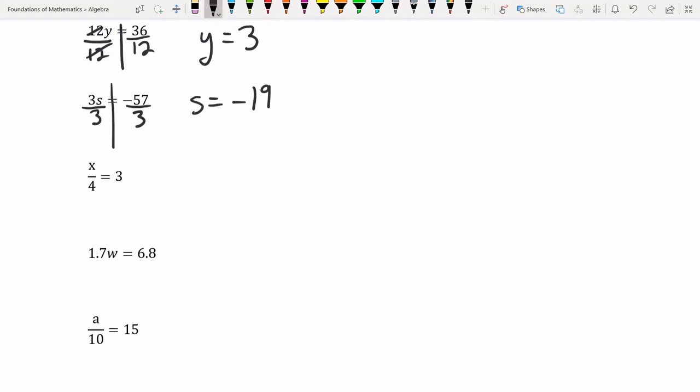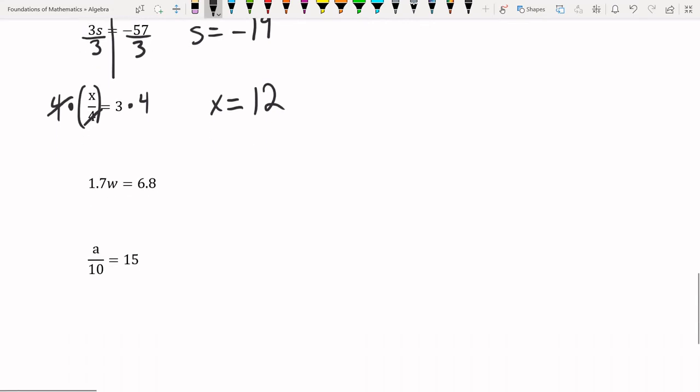In this case, you see that it's used as a division. x divided by 4 equals 3. The inverse of division is multiplication. So you need to multiply by 4 to both sides. That's what cancels with the denominator. So now we have x equal to 3 times 4. 3 times 4 is 12.